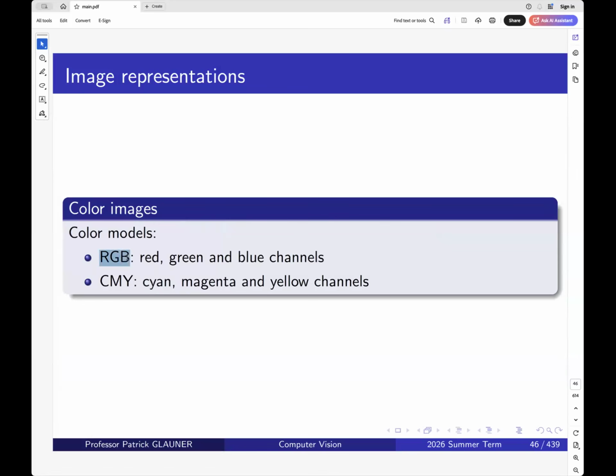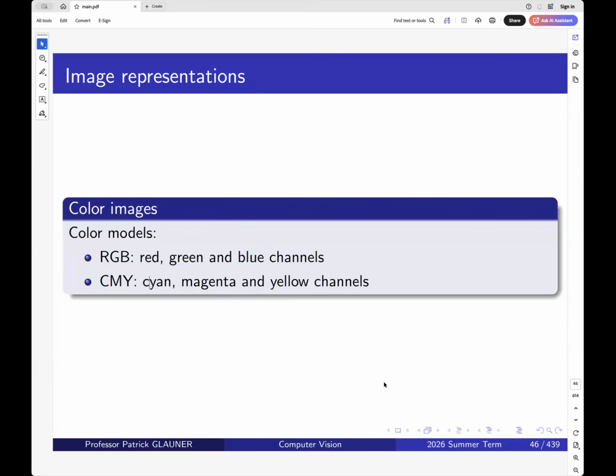Probably the most common one is the RGB color model, where you have 3 bytes per pixel: 1 byte for the red value, 1 byte for the green value, and one for the blue value. These three are called channels, and you blend them by assigning different values to red, green, and blue. And there are other representations as well, like CMY, where you have cyan, magenta, and yellow.